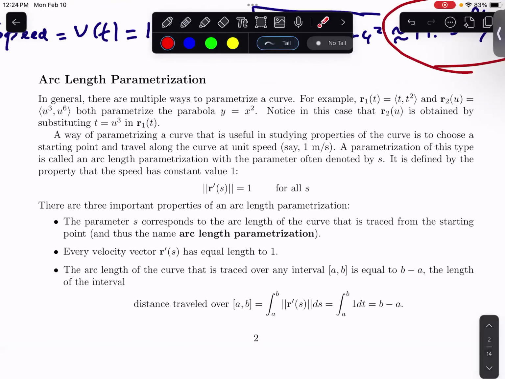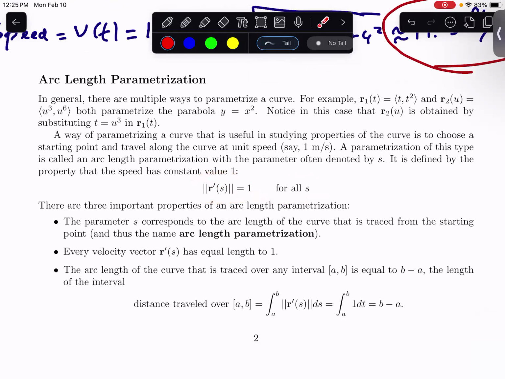It's defined by the property that I said loosely above, but more formally below. The speed has constant value 1, which means if we have an arc length parameterization, then for all s, the speed is equal to 1. So the magnitude of the velocity vector evaluated at s always ends up being equal to 1. This is the defining property.